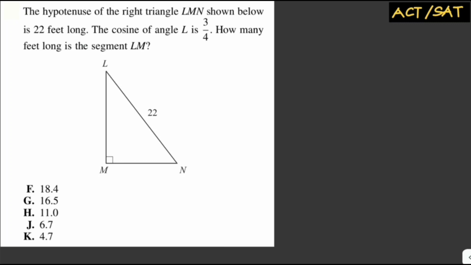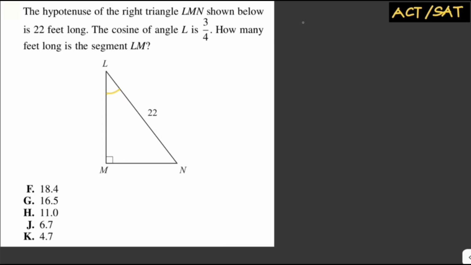The hypotenuse of the right triangle LMN shown below is 22 feet long. The cosine of angle L is 3/4. How many feet long is the segment LM? So we're given here the length of the hypotenuse, which is just equal to 22 feet. And it says that the cosine of angle L is just equal to 3/4. Using the definition of cosine, which is just the ratio of the length of the adjacent side to the length of the hypotenuse.